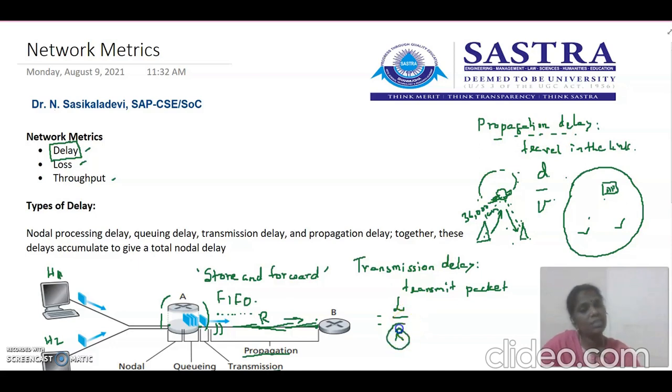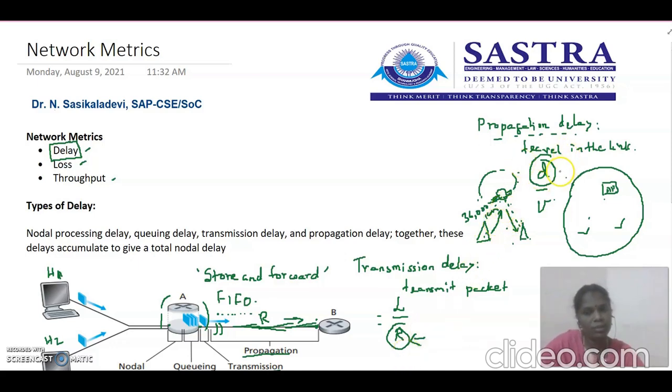If the capacity of the channel is high, the transmission delay will be less. But propagation delay heavily depends upon the distance between the nodes. If the distance between the nodes is less, then the propagation delay will be less. So for transmission delay, we have to think about the channel capacity, that is the denominator.